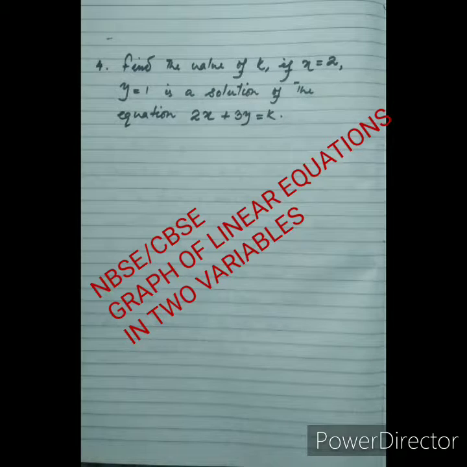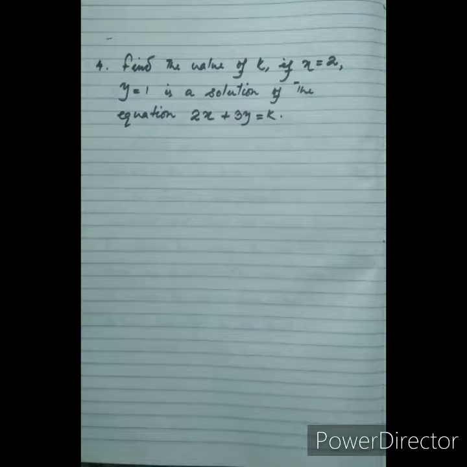Okay, today we'll start the graph of the linear equations in two variables. So before we come to the graph, let me just solve two questions that I left last time. It's regarding the solution. I have written the question here: find the value of k if x equal to 2 and y equal to 1 is a solution of the equation twice x plus thrice y equal to k.